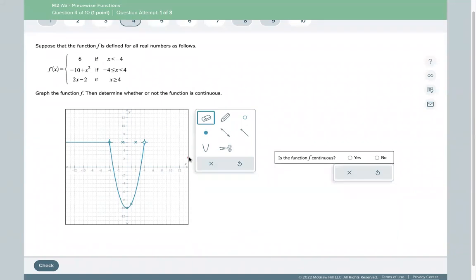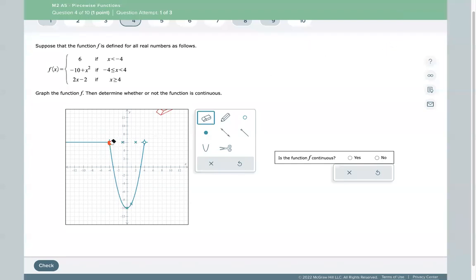Another way, and because I have both a closed circle and the 6 would produce an open circle, at the end, because they're both at the same position, the solid dot is the one that will be remaining.